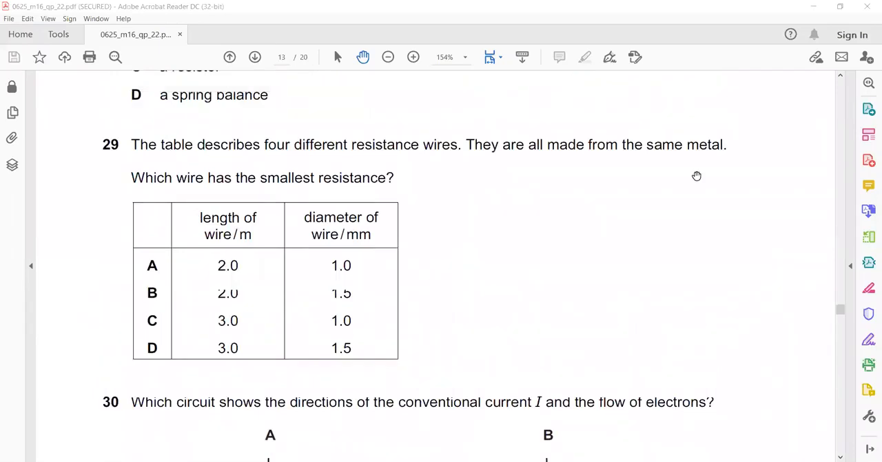In question 29, the table describes 4 different resistance wires. They are all made from the same metal. Which wire has the smallest resistance? Resistance is directly proportional to length and inversely proportional to area. And area and diameter are related by a square, because area equals pi r squared, or pi d squared by 4. If the diameter increases, the area will increase. This one is 2 and 1.5. So we want the least resistance, the smallest resistance.